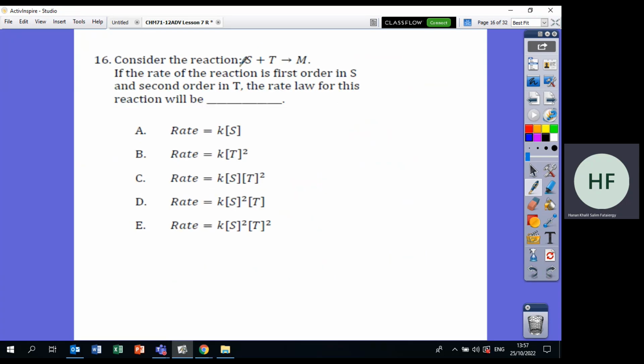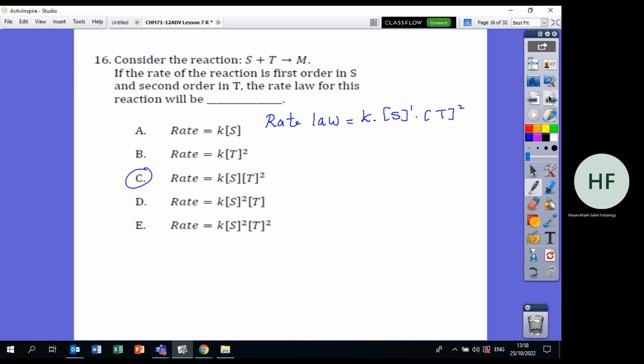Now consider the reaction S plus T gives you M. If the rate of the reaction is first order in S and second order in T, can you write for me the rate law? Please pause the video and try to write the rate law. Okay, first order in S means S power 1. Second order in T means T power 2. So the answer is C.